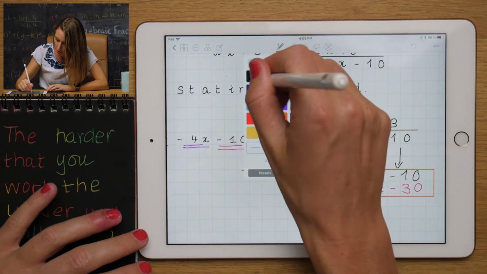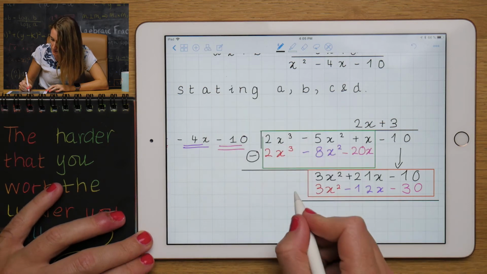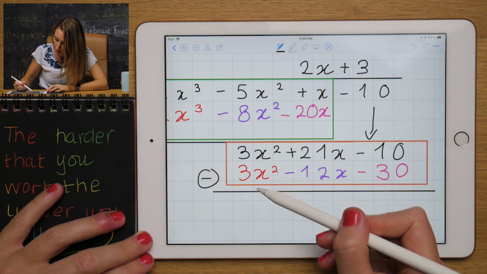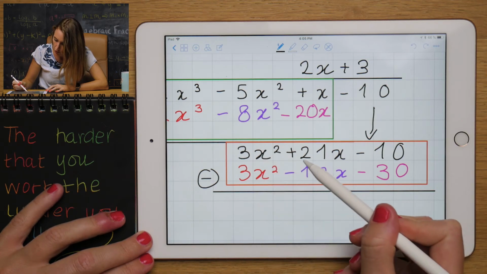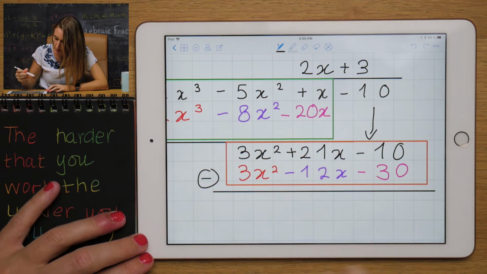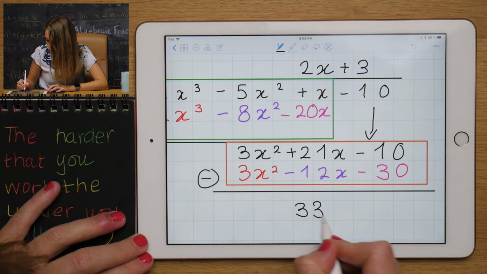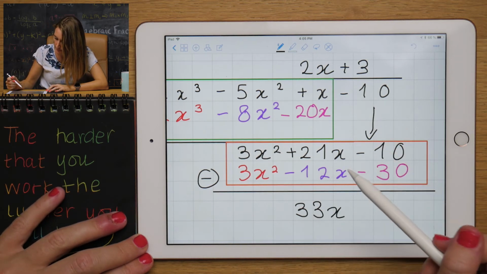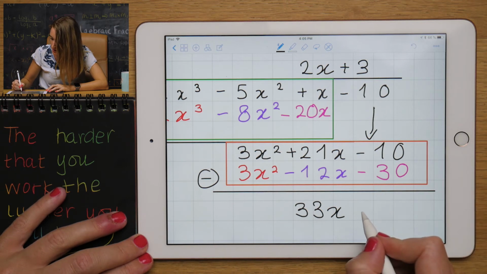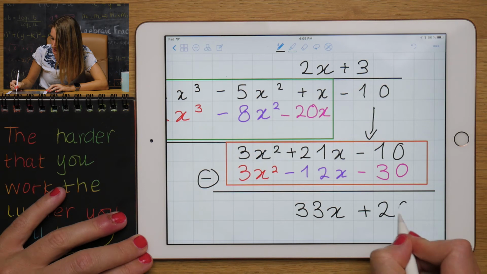To start the next one, you want to put a line and do minus. Every single time minus. So 3x squared minus 3x squared is nothing. 21 minus 12x will be 21 plus 12x, which will be 33x. And here you'll do minus 10 minus minus, which will be plus 30. So minus 10 plus 30 will be 20.